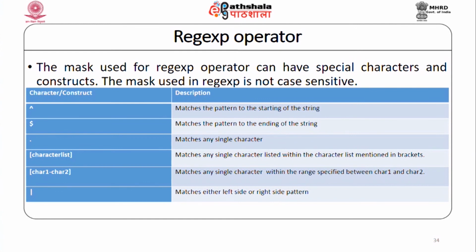The symbols used in regular expression are caret to match a pattern at the starting of a string, dollar for the end of a string, dot to match any single character, and brackets used for a range. You can use hyphen inside brackets for a range. Square brackets match any single character from the bracket, and the pipe symbol is used as an OR operator.